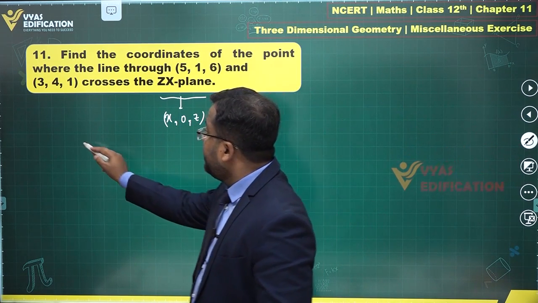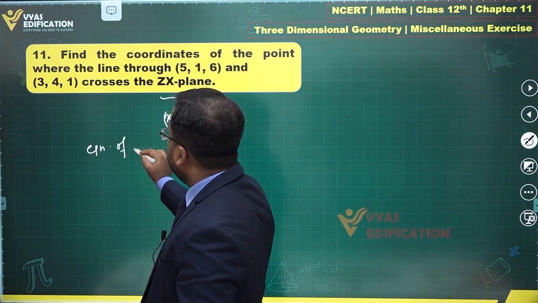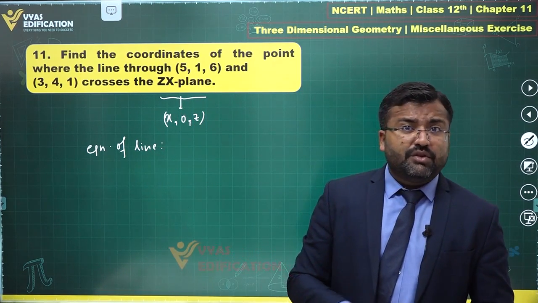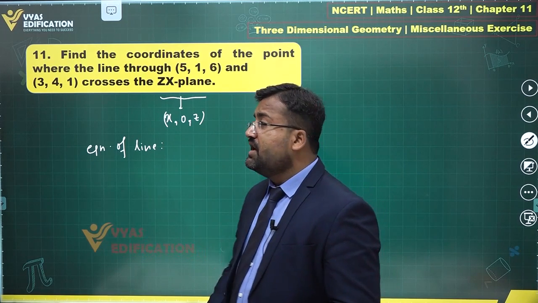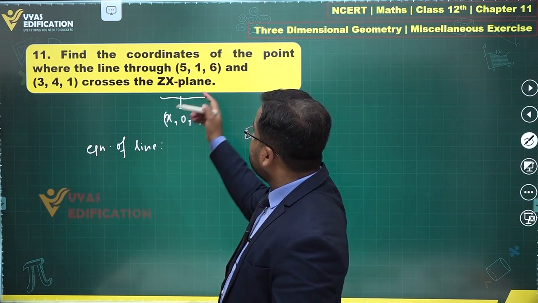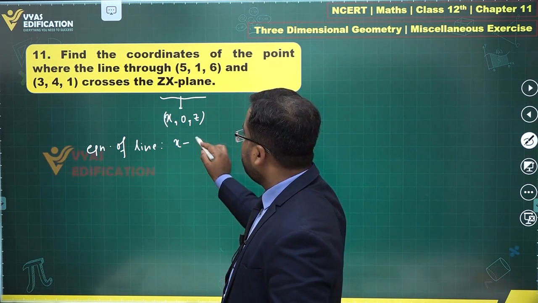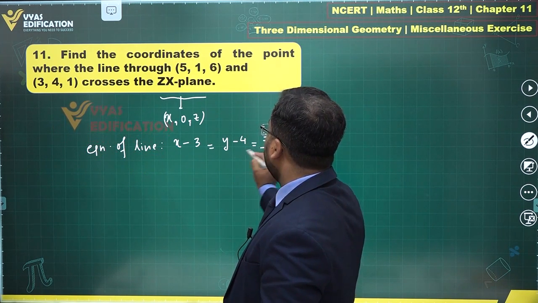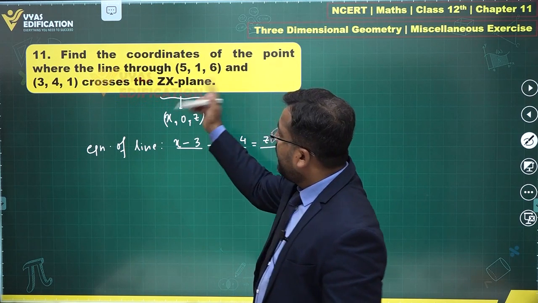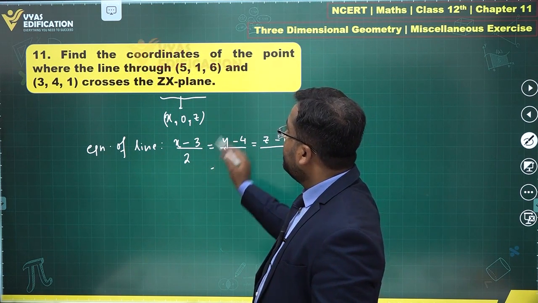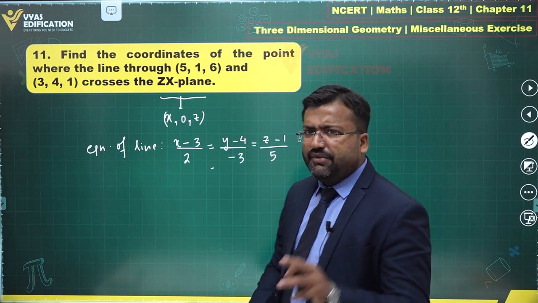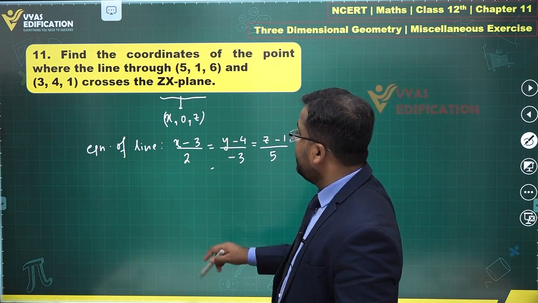And the equation of line can be written in the form x minus x1 upon x2 minus x1 is equal to y minus y1 upon y2 minus y1 is equal to z minus z1 upon z2 minus z1. So x minus 3, y minus 4, z minus 1 upon, what do we have? 5 minus 3, which is 2, and 1 minus 4, which is minus 3, 6 minus 1, which is 5. And we can directly use the idea that y is equal to 0.